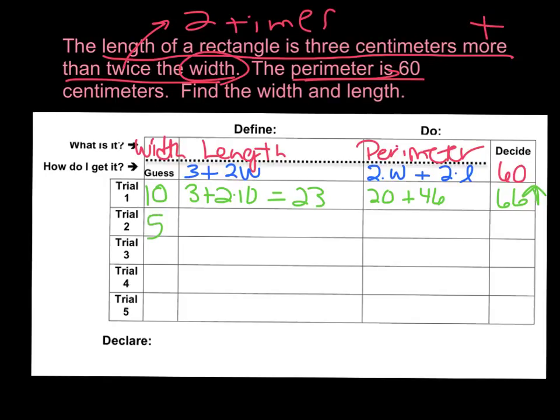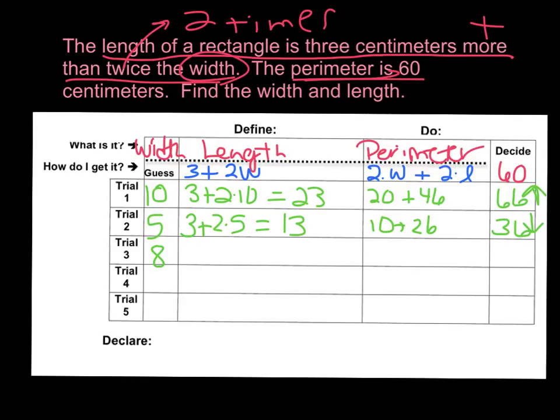Now that's pretty close, but it's a little high, so maybe I will go down to 5 for my width. So if my width is 5, my length is going to be 3 plus 2 times 5, so that's going to be 13, and then twice the width is 10, twice the length is 26, and when I add them, I get 36. And that's definitely too low. So let's try 8. So now each time I get it wrong, it's just good information to help me make a better guess next time.